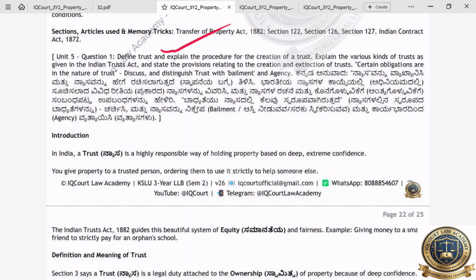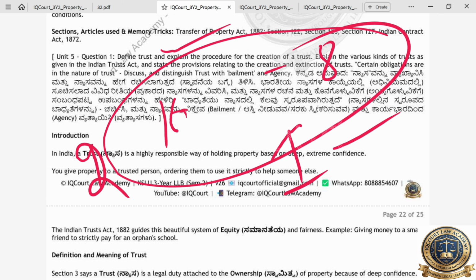Define trust. Explain the procedure for creation of a trust. Explain the various kinds of trust as given in the Indian Trust Act. It is very, very important. Definitely read one question from this. Sometimes they are giving two questions also, one for 60 marks, another one for 8 marks. If you don't have time, just study the points and headlines.